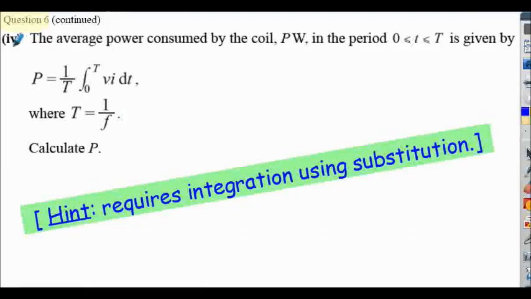For question 6, part 4, we've got to calculate the average power consumed by the coil here. So we're given a formula for the power in terms of this integral, given the formula for periodic time, it's 1 upon the frequency here. I've got to calculate P. The hint is this requires integration using substitution. Full solution shown on the following slide.